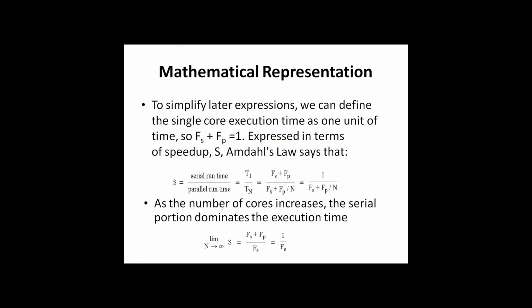Now we can mathematically represent what we discussed. To simplify the later expression, we define the single core, that is serial, execution time as 1 unit of time. Let's say Fs plus Fp equals 1. This we have done to calculate the speed up. Amdahl's law says that the speed up S is equal to the serial runtime divided by the parallel runtime, right? That is the speed up.